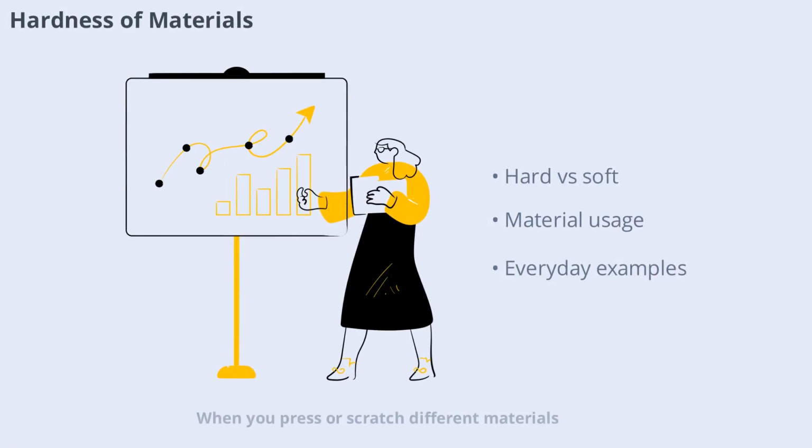When you press or scratch different materials, you'll notice that some are hard while others are soft. For example, iron is hard and difficult to scratch, while cotton or sponge is soft and easy to compress. Hardness is an important property that influences how we use materials in our daily lives.